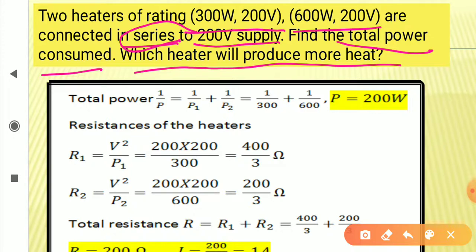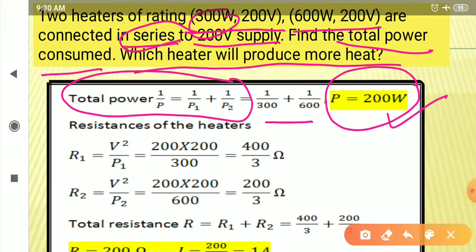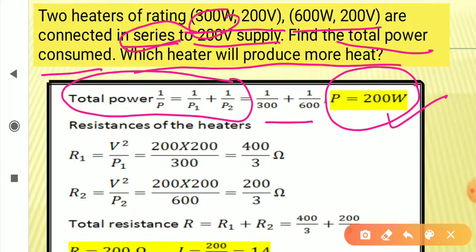Now in series combination, the power is given by this relation. 1 upon P is equal to 1 upon P1 plus 1 upon P2. That is 1 upon 300 plus 1 upon 600. You simplify it, the power comes out to be 200 watt. You see, this 200 watt is lesser than this 300 watt and it is lesser than this 600 watt. So the net power consumed has decreased, as you can see.